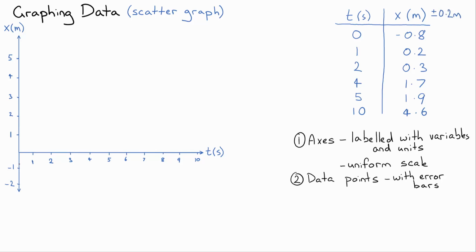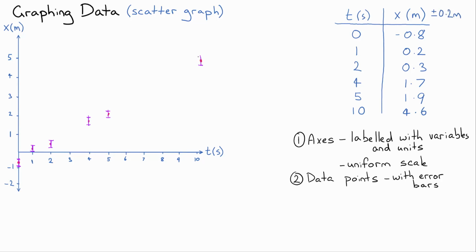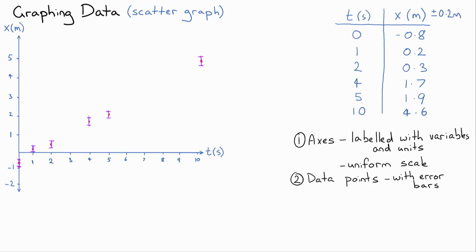So let's go ahead and plot those points, and they're error bars. In this case, I'm going to say the uncertainty on the time is so small we can't even see it, but the uncertainty on any given position measurement is about 0.2. And so that's why those error bars are the size they are. They go 0.2 above the position dot and 0.2 below for each data point.